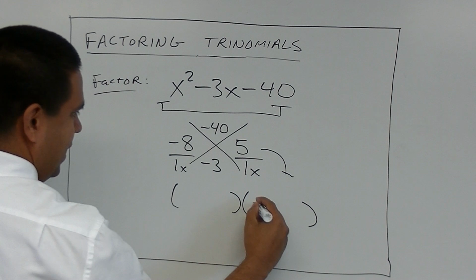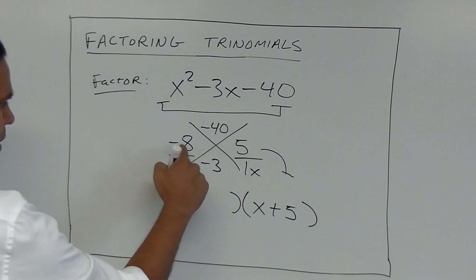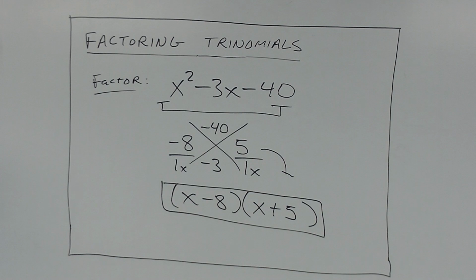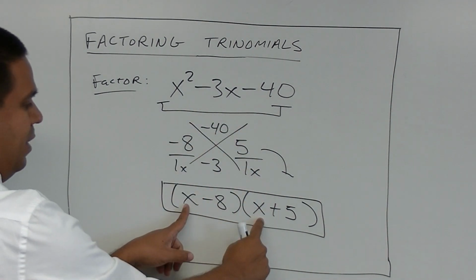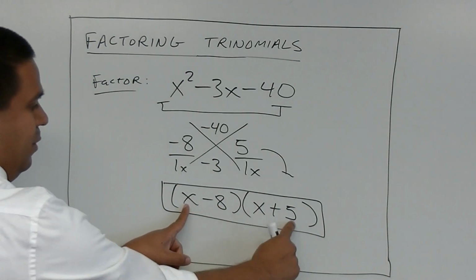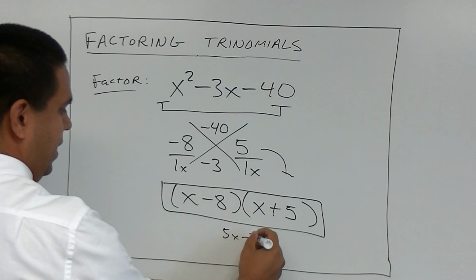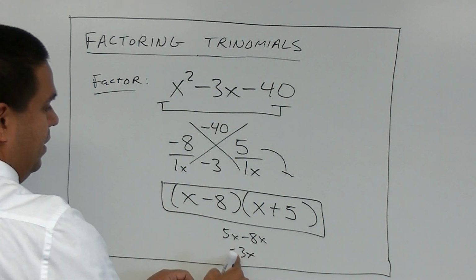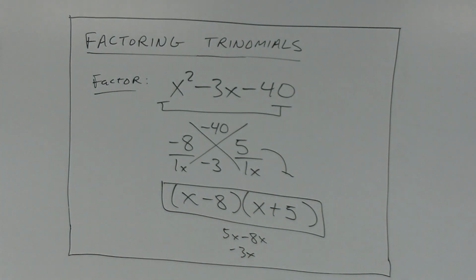That tells you the 5's back here. And it's plus 5, because that's positive, and minus 8. And you're done. And of course, we could check it by multiplying it back together, and you see we get this. x times x, x squared, positive 5x, minus 8x. That would give us our negative 3x. And multiply those, negative 40. How many got it right? All right. Very good.